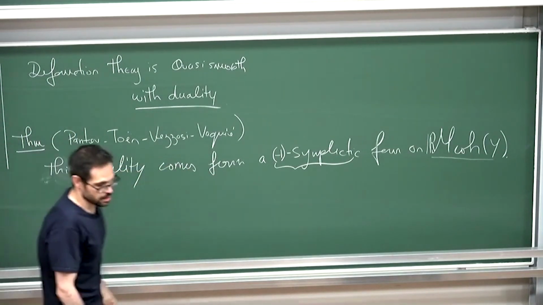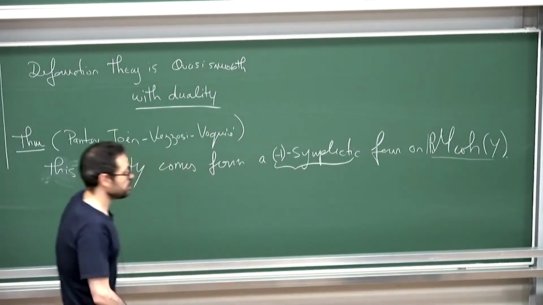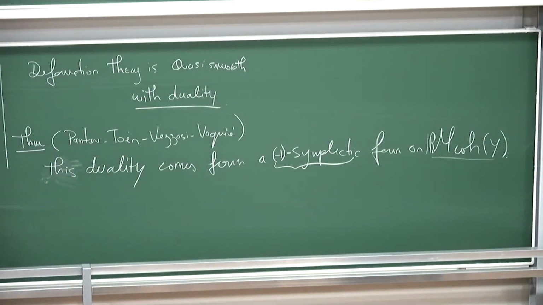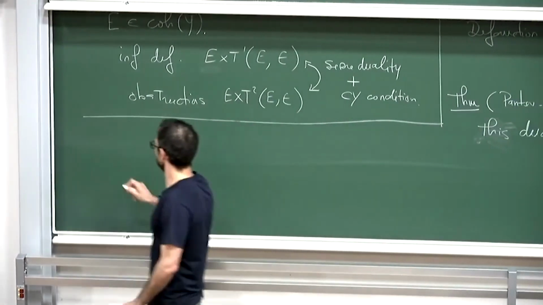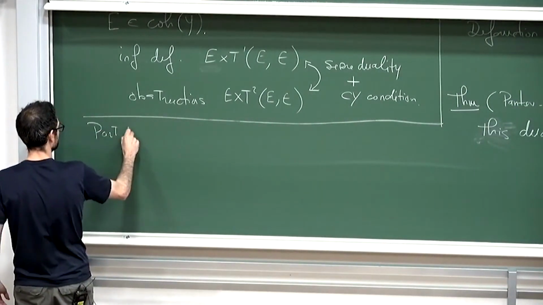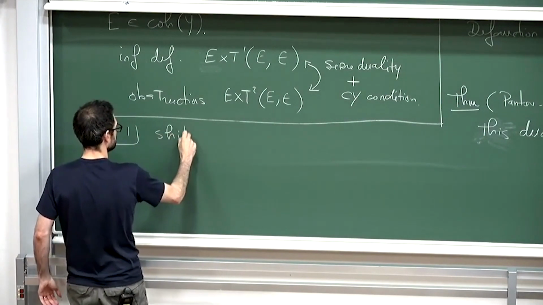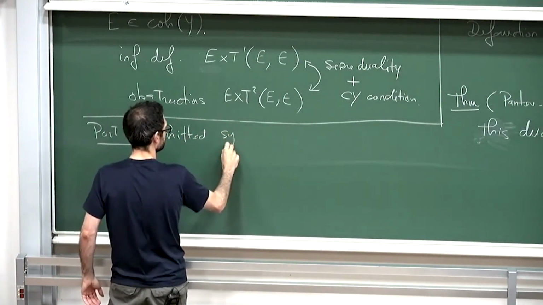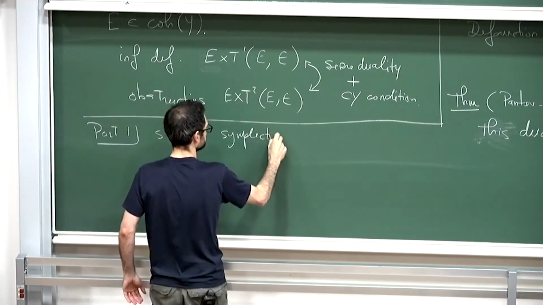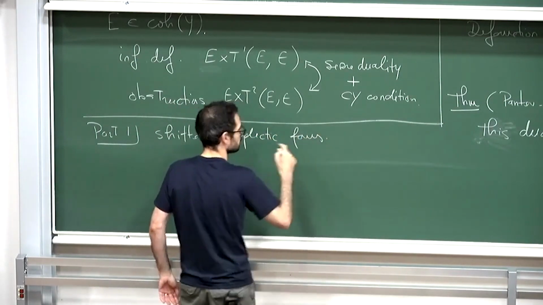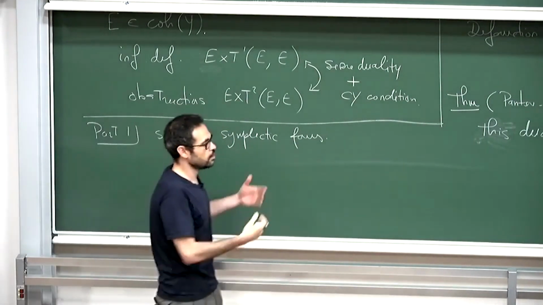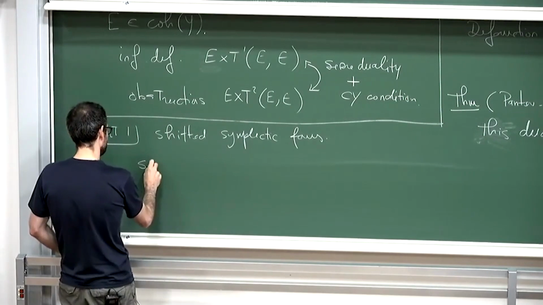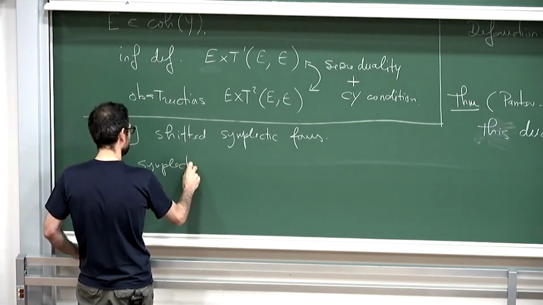So the first thing I want to start by telling you about is what these symplectic forms are and how one should think about them. So this is part 1. Shifted symplectic forms. So before telling you what a shifted symplectic form is, maybe I should tell you what a symplectic form is. I'm sorry if I offend someone.